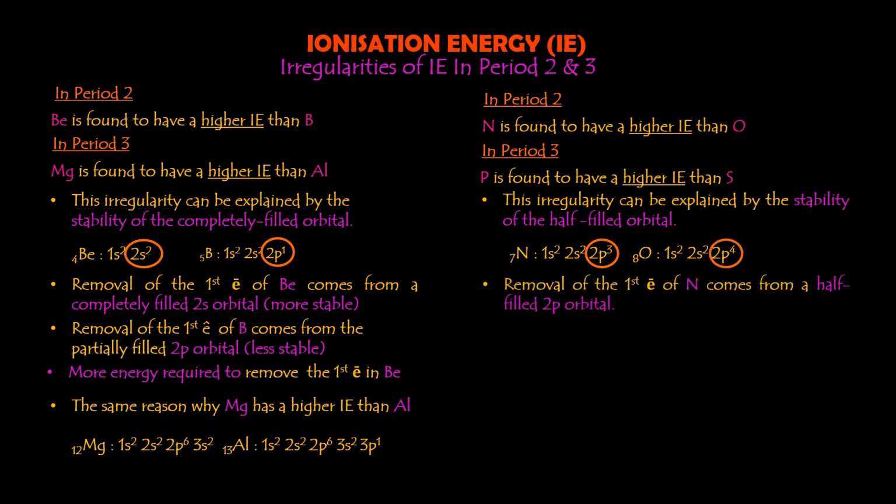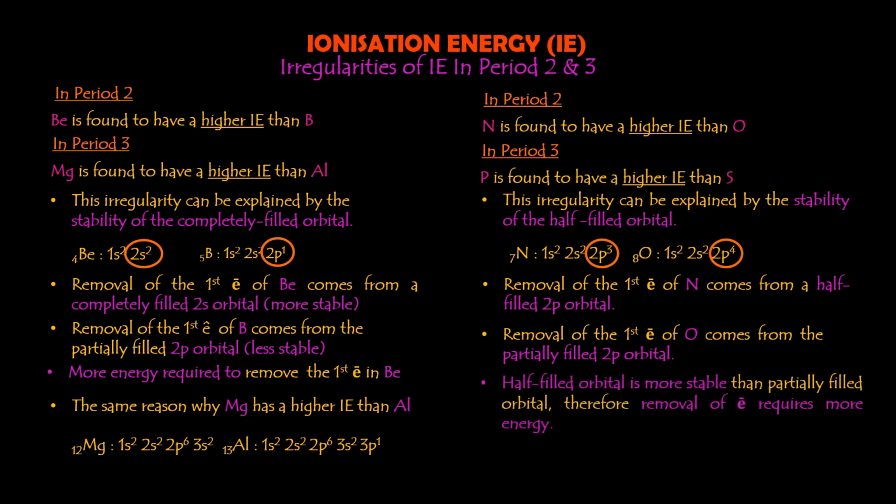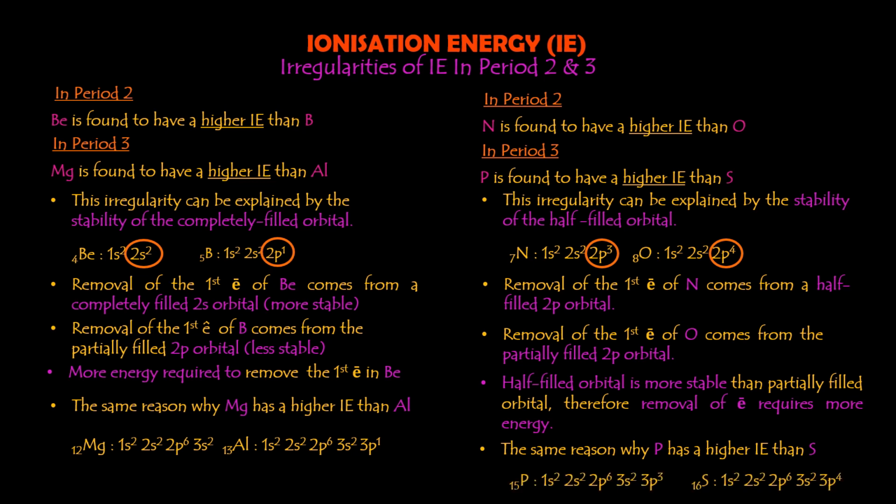Removal of the first electron of nitrogen comes from a half-filled 2p orbital, while removal of the first electron of oxygen comes from the partially filled 2p orbital. The half-filled orbital is more stable than the partially filled orbital, therefore, removal of the electron requires more energy. The same reason why phosphorus has a higher first ionization energy than sulfur.